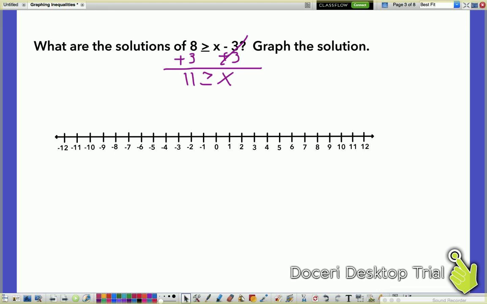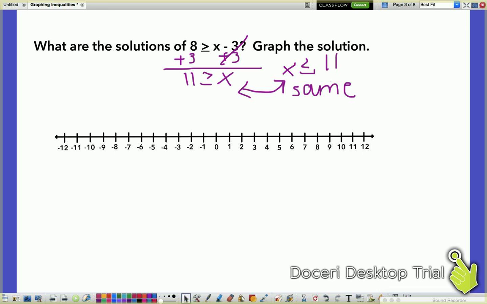Okay, what does that actually mean? 11 is greater than or equal to x. So that means x has to be less than or equal to 11. These are the same exact thing. 11 is greater than or equal to x, so that means 11 is greater than or equal to all the numbers that x could possibly be. So that's the same as saying x is less than or equal to 11. And that doesn't look like an 11, but it is. I'll rewrite that so it's better.